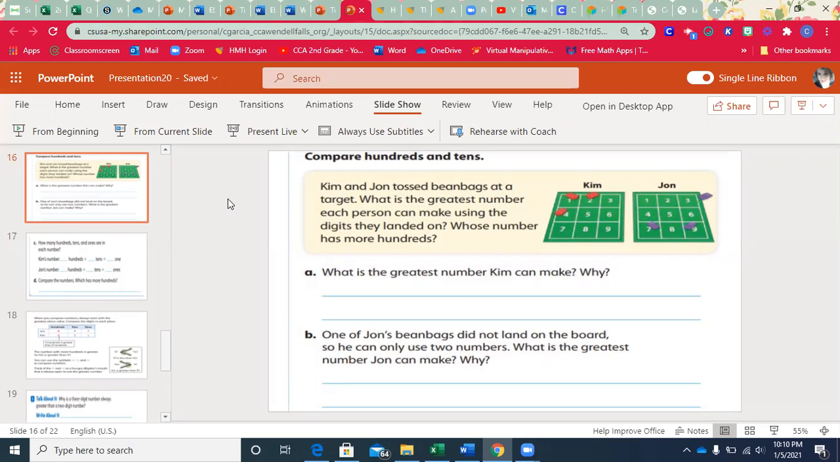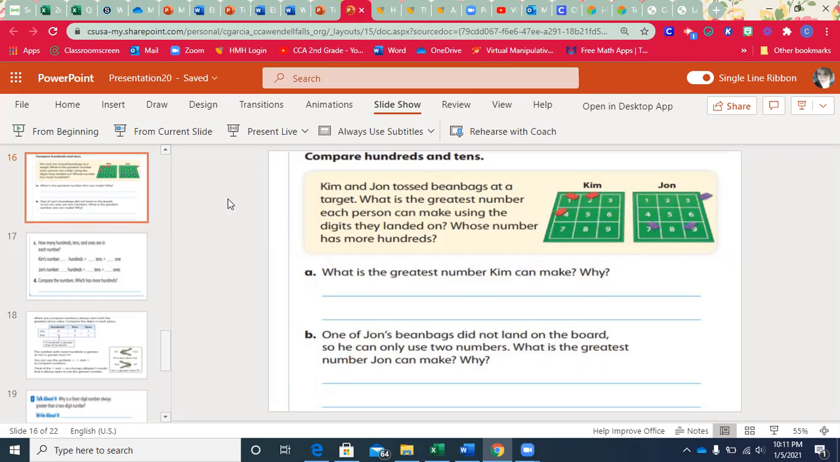So Kim and John are tossing beanbags at the numbers. They have three beanbags, so they're going to toss the beanbags and try to land on three different digits so they can create numbers. It says Kim and John toss beanbags at a target. What is the greatest number each person can make using the digits they landed on? Whose number has more hundreds?